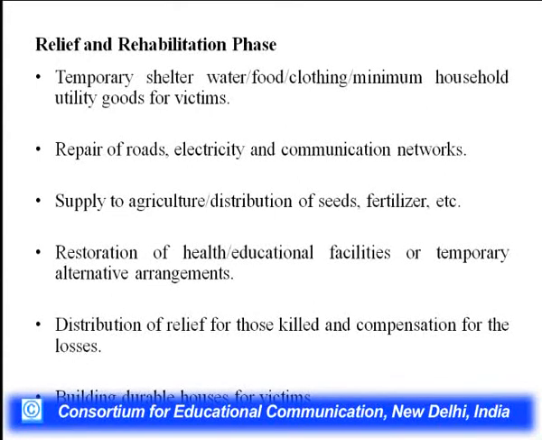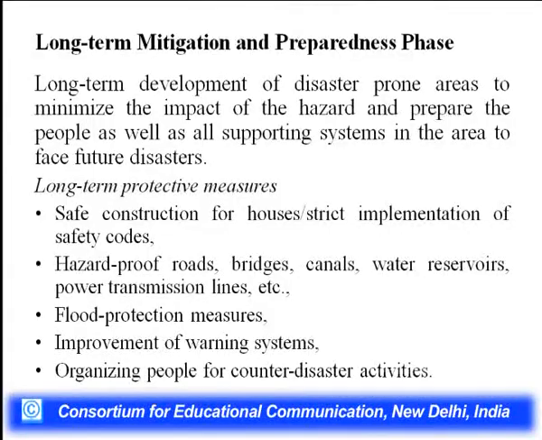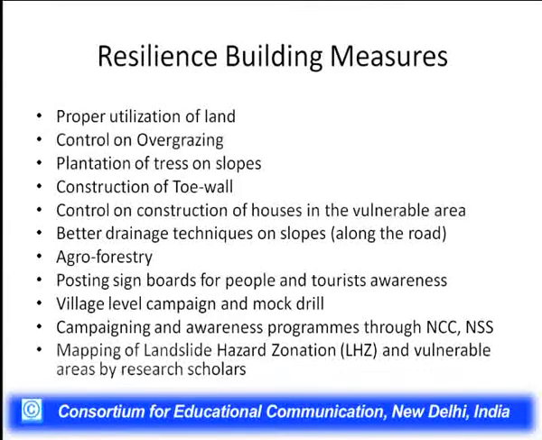In the relief and rehabilitation phase, particularly temporary shelters, repair of roads, supply to agriculture, distribution of seeds, restoration of health and education facilities, distribution of relief. In this context, building durable houses for victims is very, very important. So that is why building codes also can be taken. Long-term safe construction for houses, hazard-proof roads, flood protection measures, improvement in the warning system, organizing people for the counting. And so resilience building measures are very important.